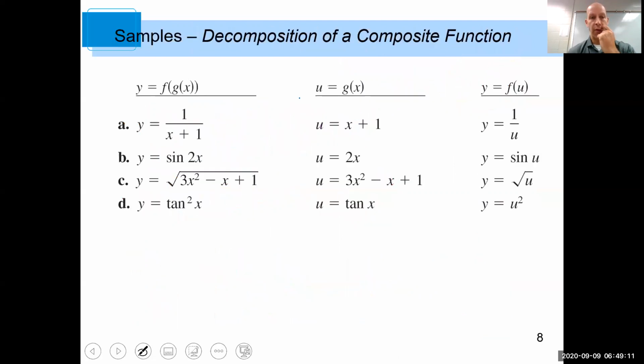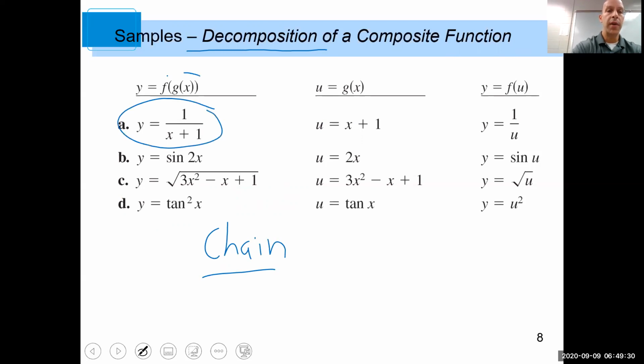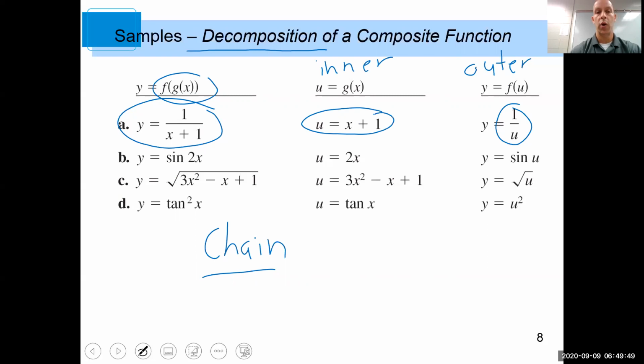So here are several examples of decomposition of a composite function. And I've noticed none of these are derivatives. In order for you to use the chain rule, you need to think about how this function could be written as a composition of functions. So in this case, we're going to think of the outer function as being a quotient. In other words, it's 1 divided by u. Then the inner function, the u function, that'd be this x plus 1.